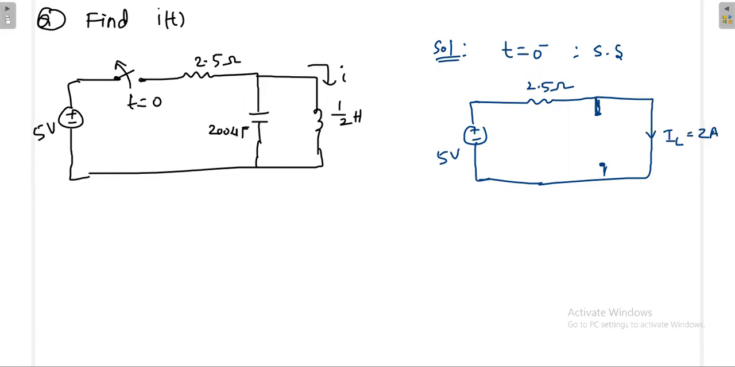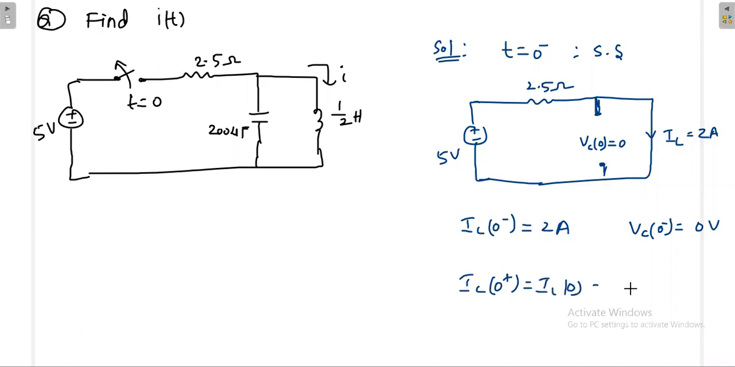Then what is the voltage across the capacitor? Vc of 0 is equal to 0. The voltage across the capacitor is 0 because this is short circuit. So what is the initial condition? IL of 0 minus is equal to 2 ampere, and the initial capacitor voltage is 0 volt. Now we are applying the switch at t is equal to 0. The current through the inductor cannot change suddenly, so you will get IL of 0 plus, or IL of 0, as 2 ampere only. Similarly, the voltage across the capacitor Vc of 0 plus, or Vc of 0, is equal to 0 volt.